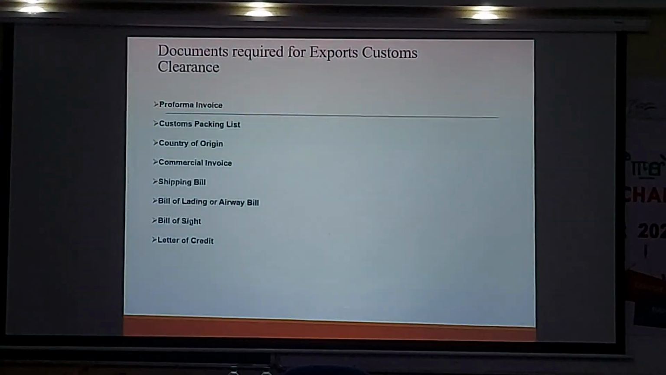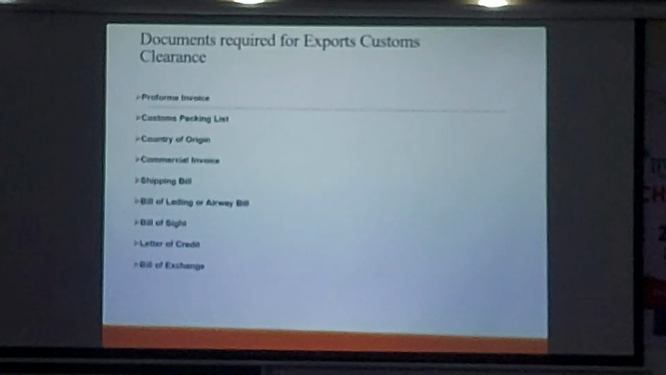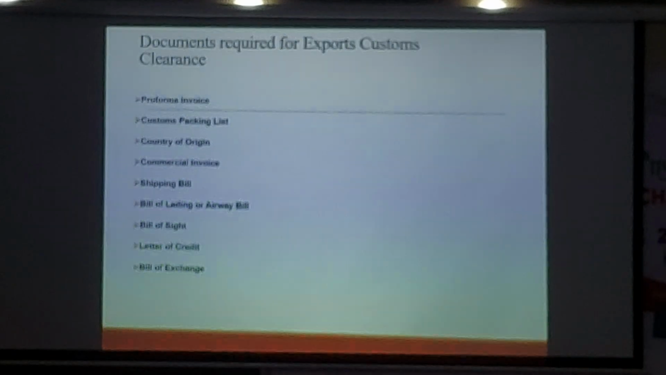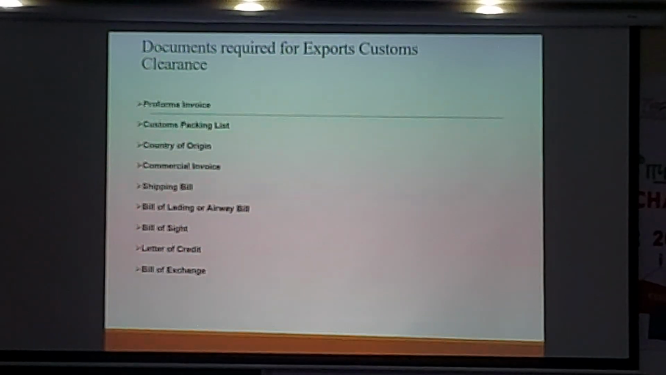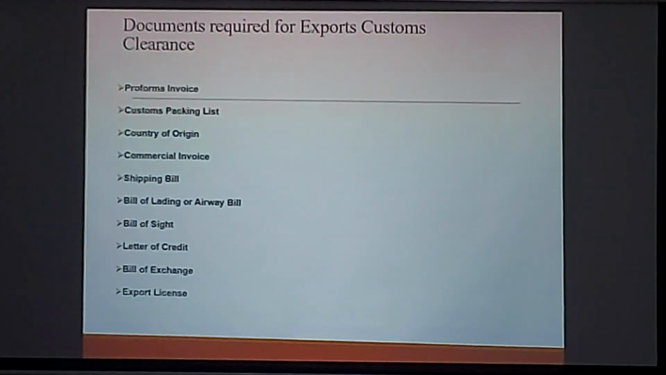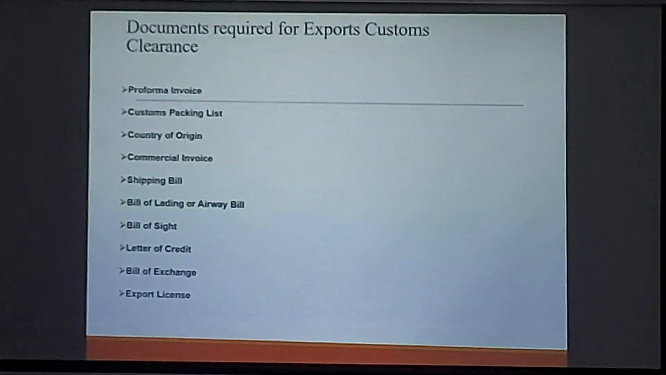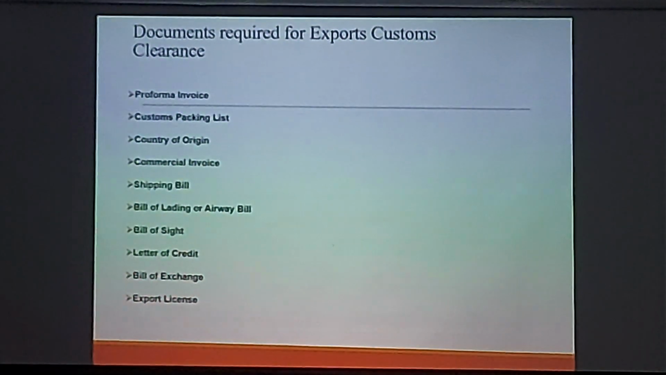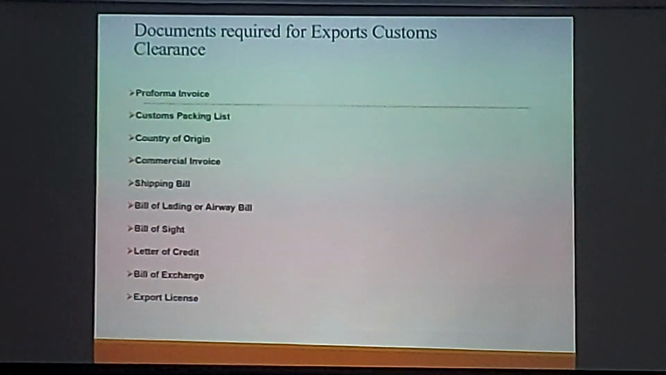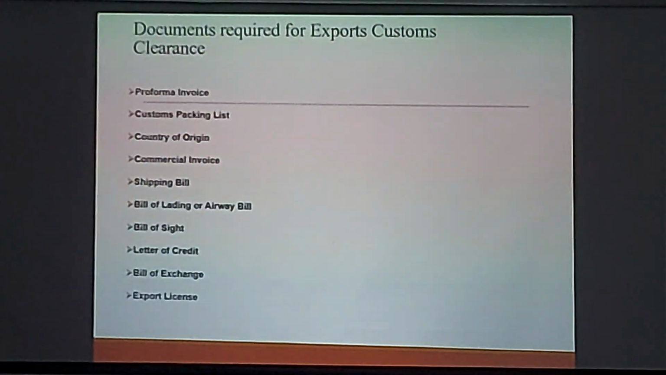Then, depending on your payment terms, you will have an LC. And this is the bill of exchange, through which you claim the payment. I'll talk more about what a bill of exchange is. Finally, there are some goods which require an export license. For some goods, the government says unless you have a license, you can't export. For example, the government recently put restrictions on rice exports and wheat exports. They allow something, they stop something.